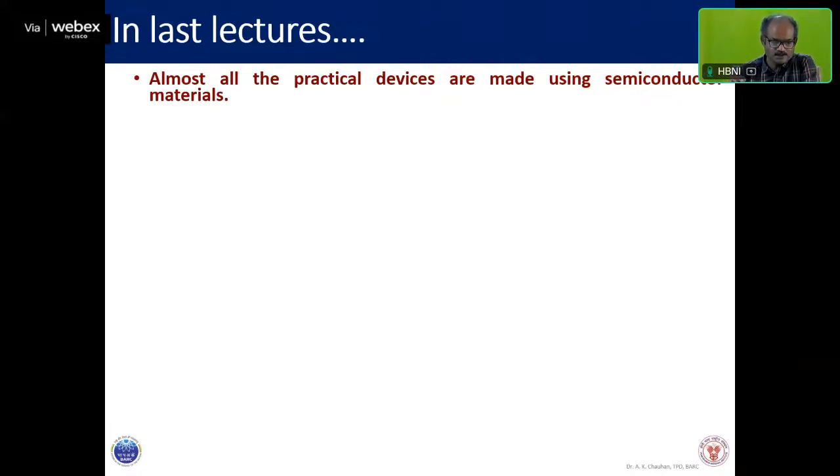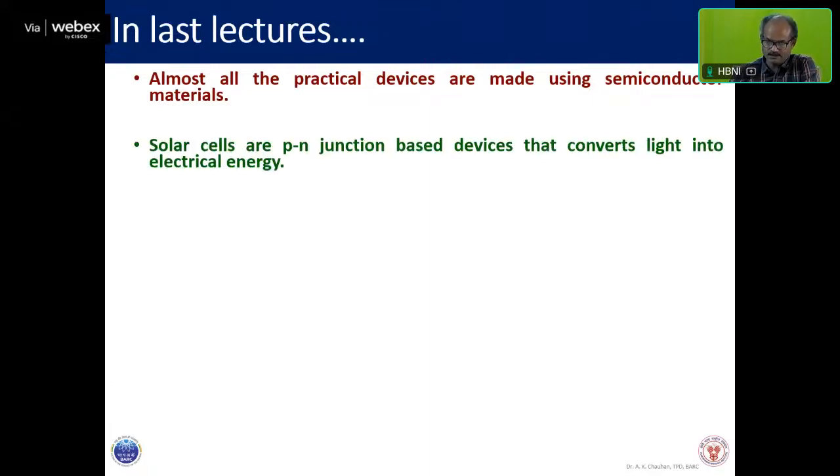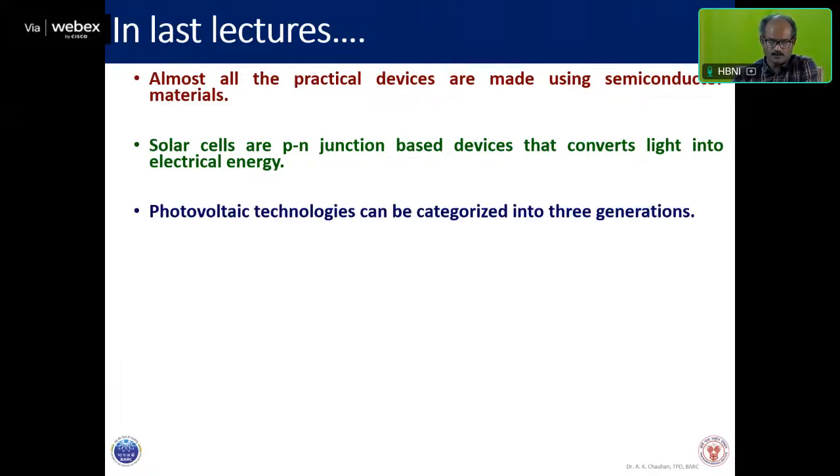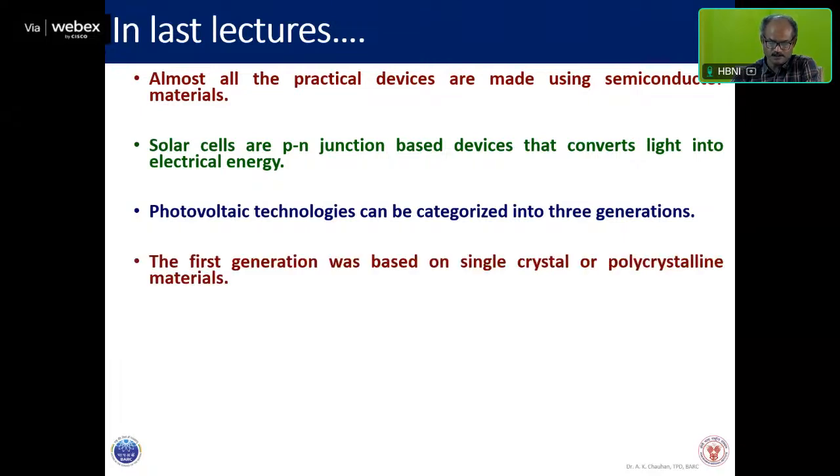So in the last lecture, we learned that almost all the practical devices are made using semiconductor materials, and for various reasons, those reasons also we learned. Then in solar cells, we learned that solar cells are PN junction based devices that convert light into electrical energy. Photovoltaic technologies can be categorized into three generations: first generation, second generation, and third generation.